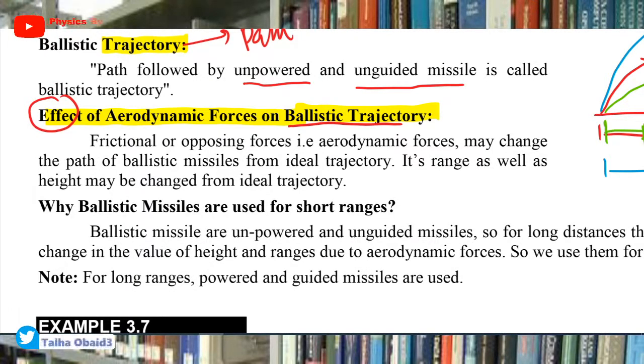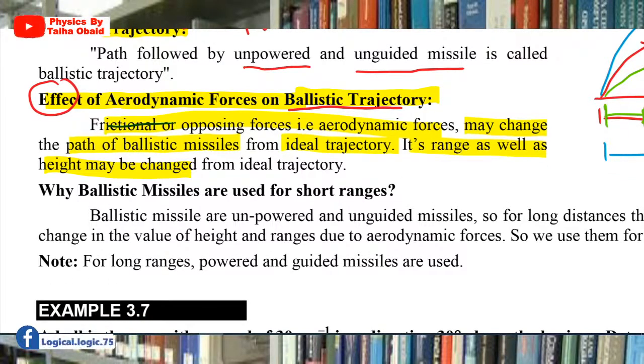So we can say that frictional or opposing forces like aerodynamic forces may change the path of ballistic missiles from the ideal trajectory. Its range as well as height may be changed. And what kind of change may that be? They may increase or they may decrease depending upon the aerodynamic forces. So this is the effect of aerodynamic forces on ballistic trajectory.